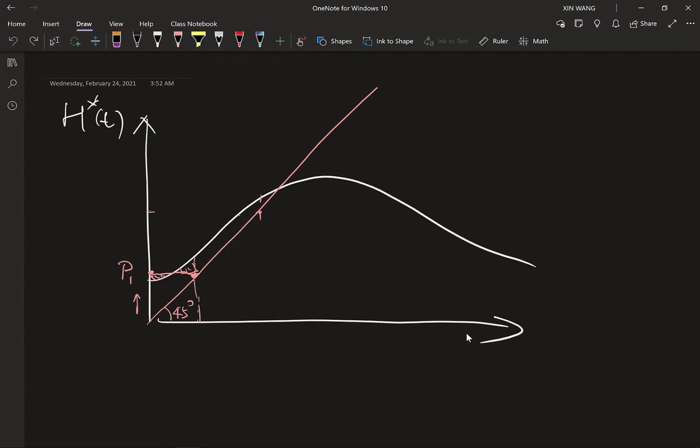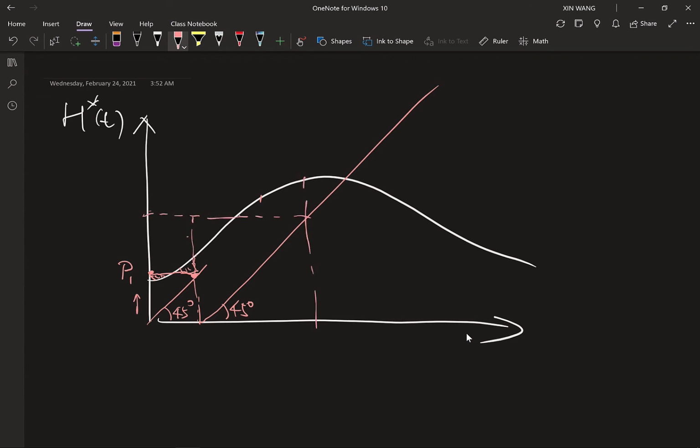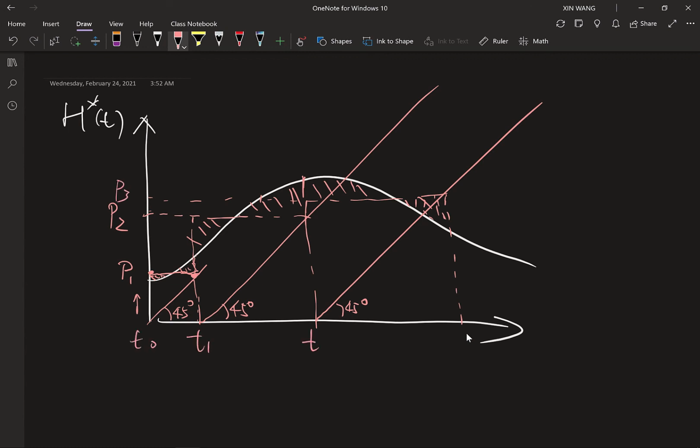After we determine the first point, we will draw another 45-degree line and then find the intersection again, such that the area under this line and above this line are equal, and so on. Just keep doing the 45-degree line such that the areas are equal. So we get this P3, and then we have the schedule based on this heuristic.